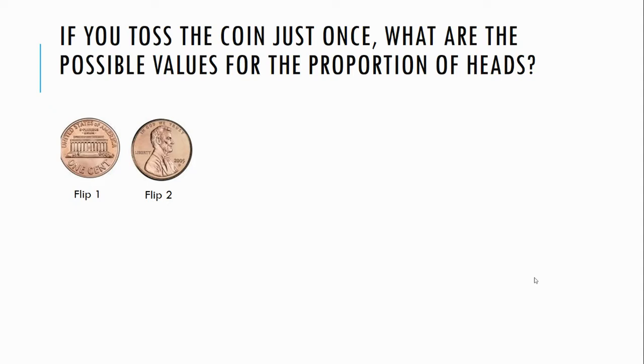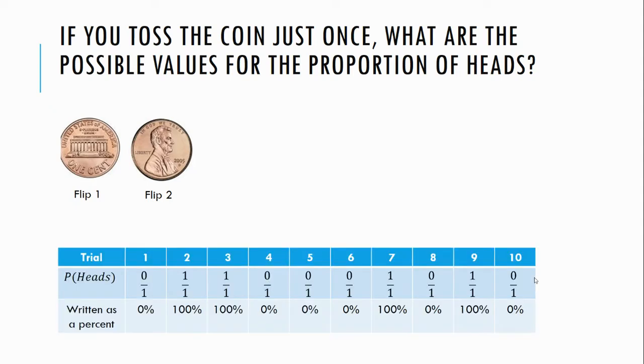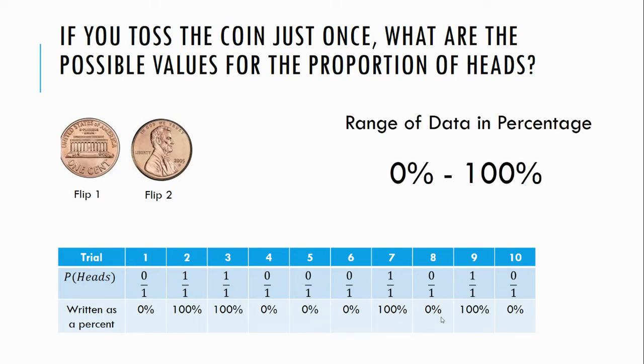I get heads. Okay, so if I continue this process, the first time I got 0 heads out of one toss. The second time I got heads, so I got 1 head out of one toss. If I change those to percents, I have 0% to 100%. And then if I continue and toss 10 more times, I still only get 100, 0, 100, 0. There's no other values that I get. I either get a heads or I don't. So the range of data is between 0% and 100%.